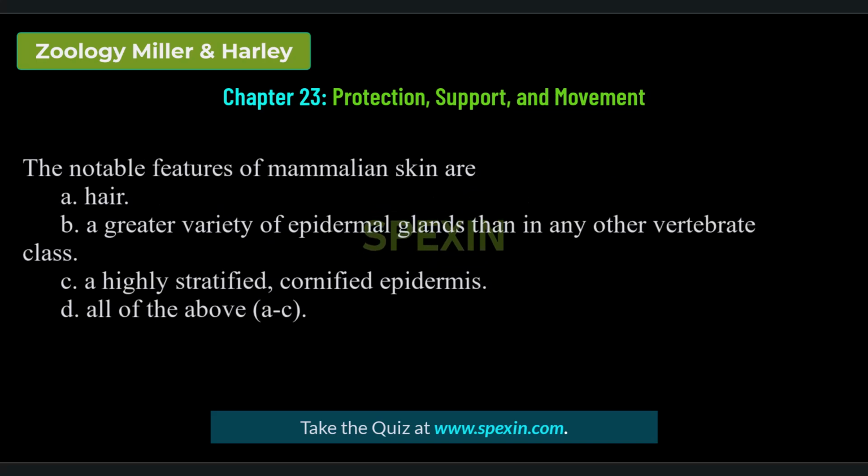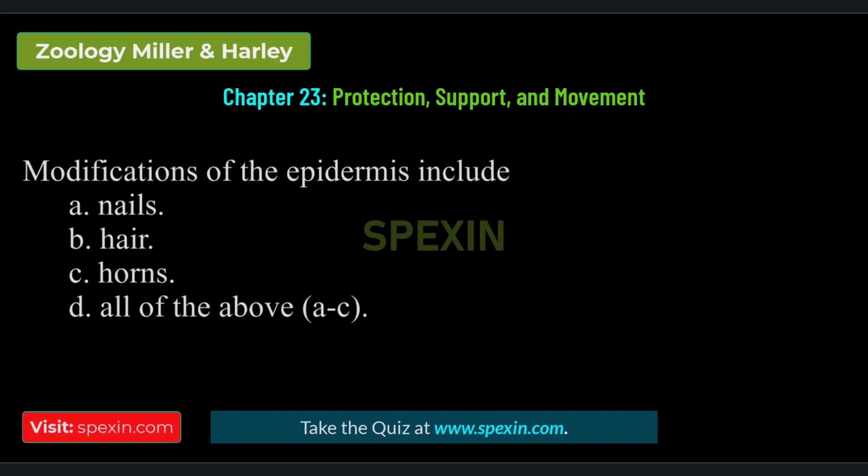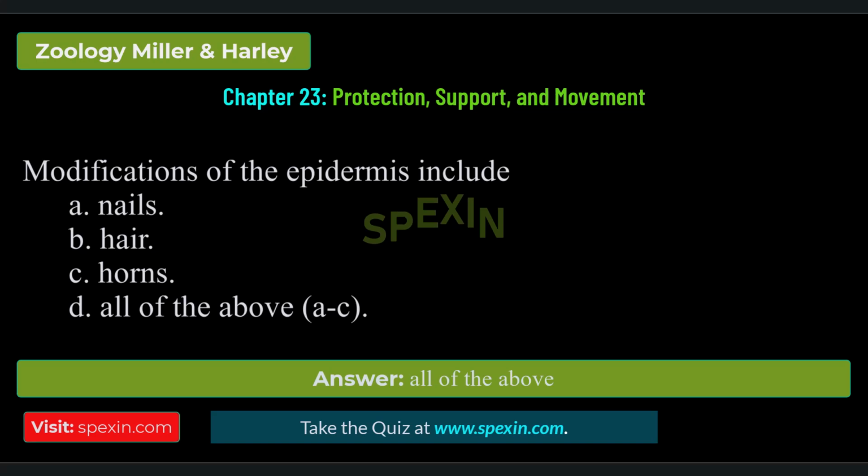The notable features of mammalian skin are hair, a greater variety of epidermal glands than in any other vertebrate class, a highly stratified, cornified epidermis. All of the above. Correct answer: all of the above. Modifications of the epidermis include nails, hair, horns. All of the above. Correct answer: all of the above.